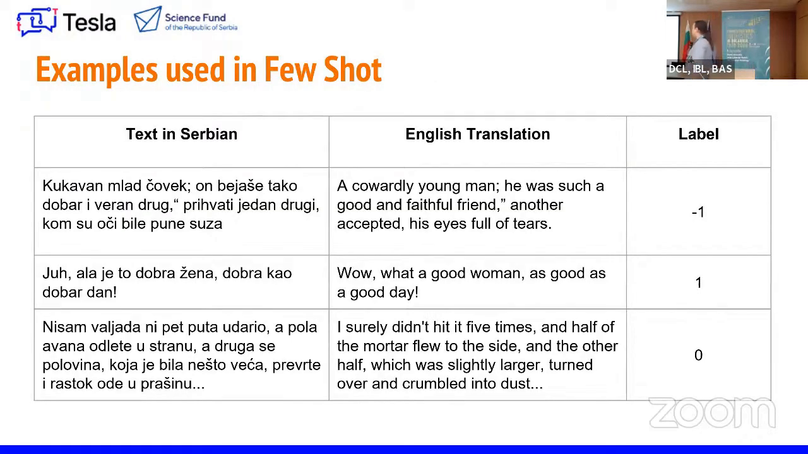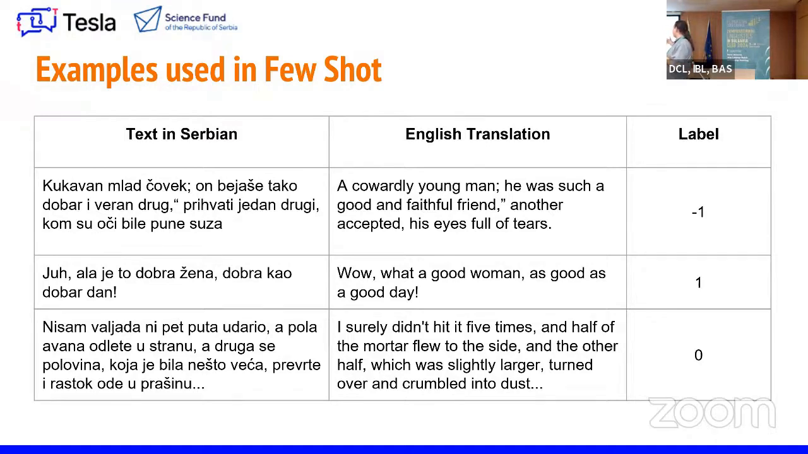These were the examples that we have used in few shot. For a negative example, it was a part of a funeral speech, and this English translation is not the best because I didn't know how to translate kukavan. Google Translate translated it as cowardly, but it's not that. It's a word we use when we are mourning someone at a funeral, because he was such a good and faithful friend, and others accepted him with eyes full of tears. That is a word from the funeral, and no one will use cowardly at a funeral.